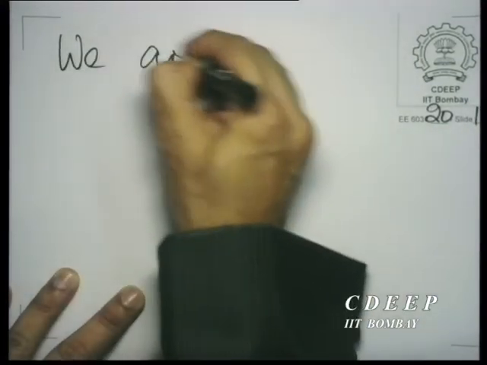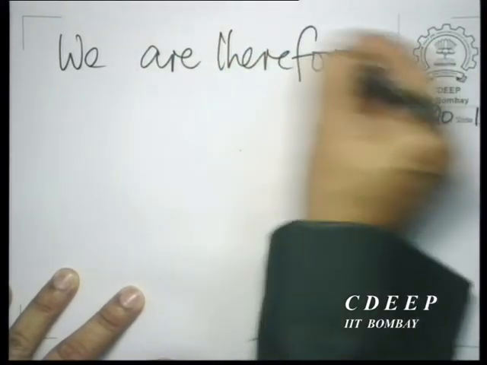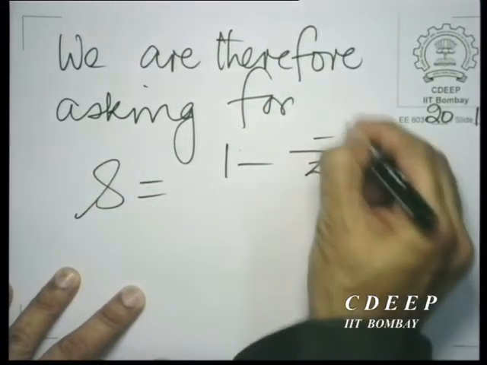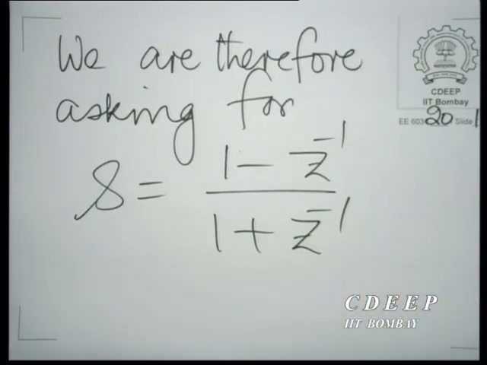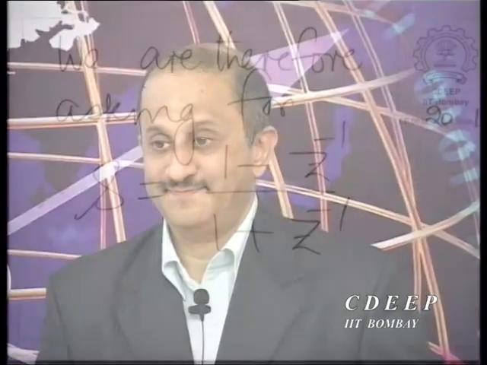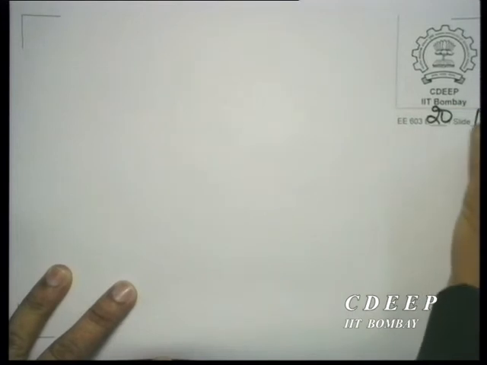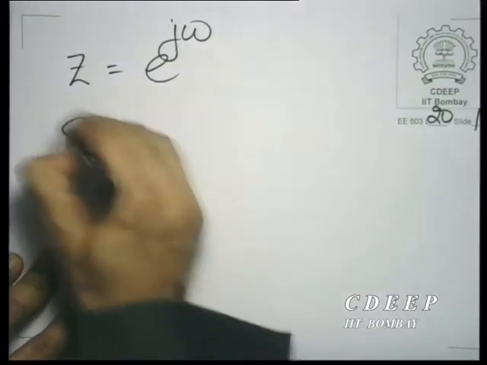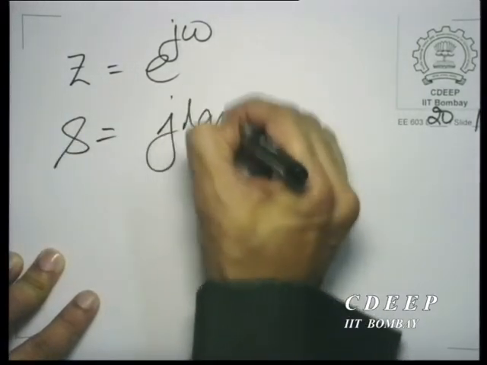We are therefore asking for S equal to 1 minus Z inverse by 1 plus Z inverse. And now, let us check that this transformation indeed does all the jobs that we want it to do. Of course, one job we have already verified. Let us start with that thing that we have already done. So, let us start with Z equal to e raised to the power j omega. It is a formality, but we will just complete it. And we have seen that S becomes j tan omega by 2 here.